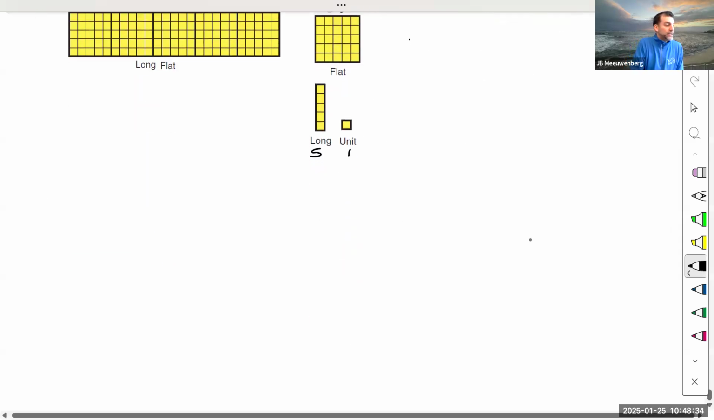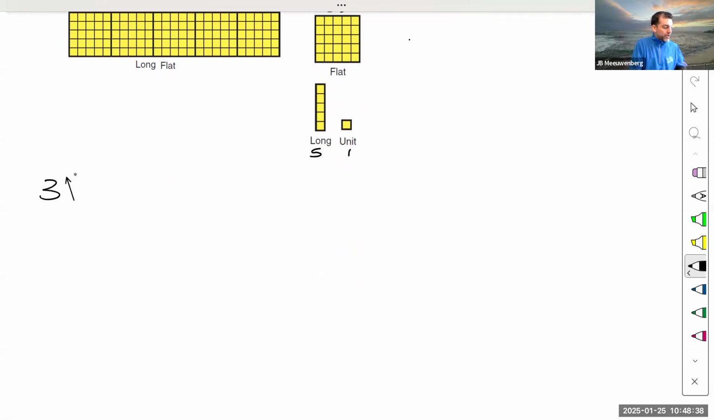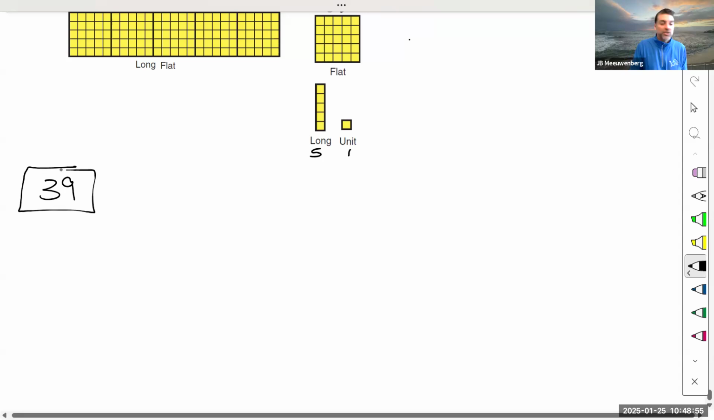And so what I'm going to do is give you a number, and what I want you to do is represent this number. We'll start with the number 39. What I want you to do is use your base 5 pieces to sketch the minimum number of pieces necessary to represent the number 39, okay? So use your base 5 pieces to sketch that out.